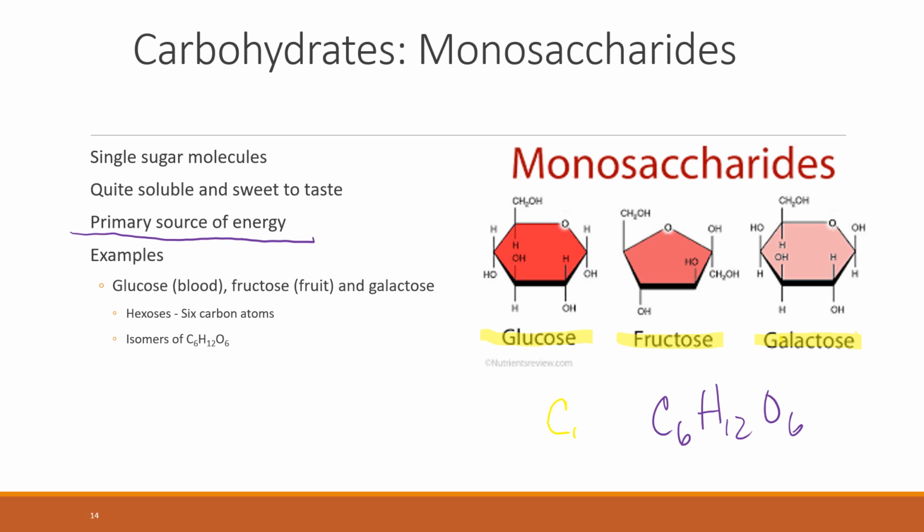So glucose is the sugar in our blood. It's the only thing, even if you eat dairy, it gets converted to glucose. There's no galactose in your blood or fructose in your blood. And as I mentioned, fructose is primarily in fruit and galactose in dairy.